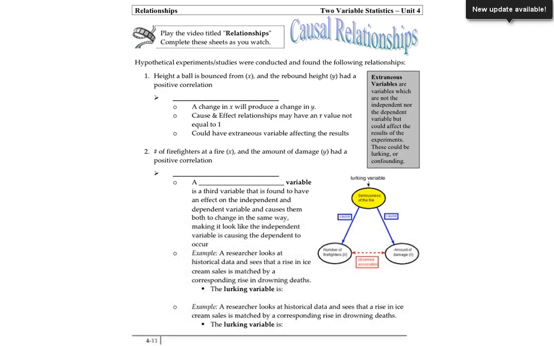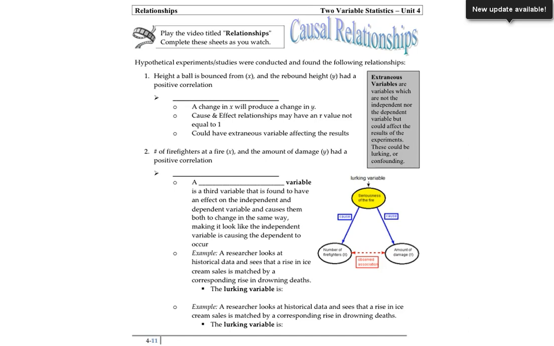Welcome to your video on what we call causal relationships. Please note that the word causal right here is causal, not casual. The word causal comes from the fact that one thing may or may not cause something to happen. So the word causal comes from the word cause.